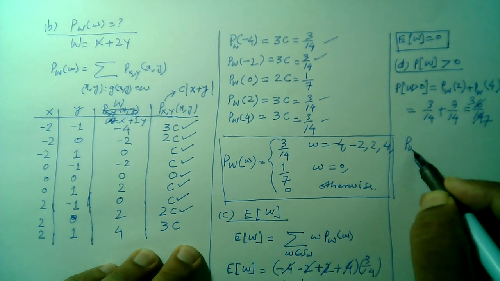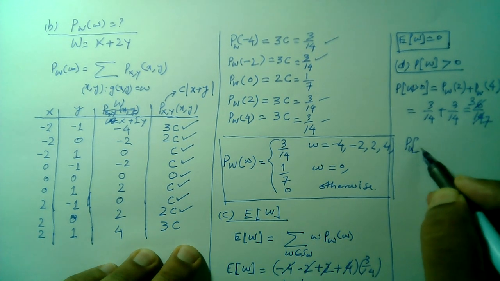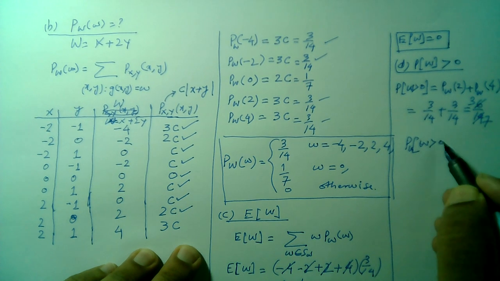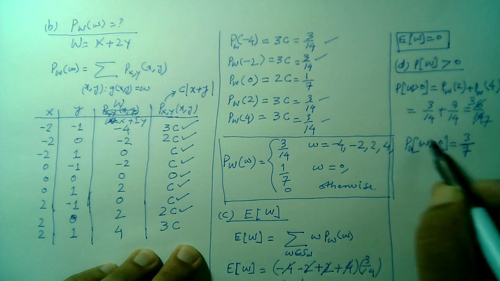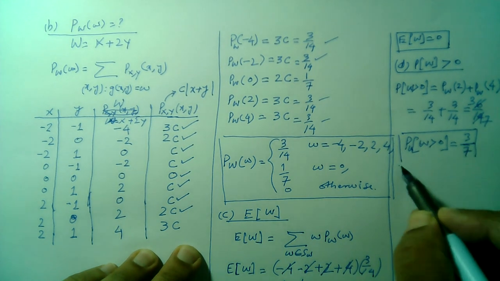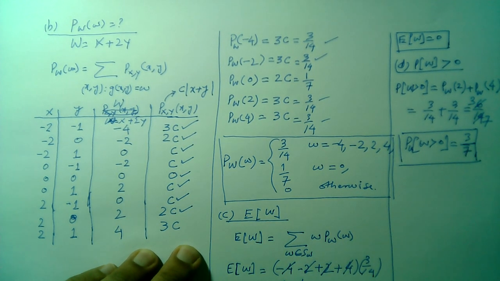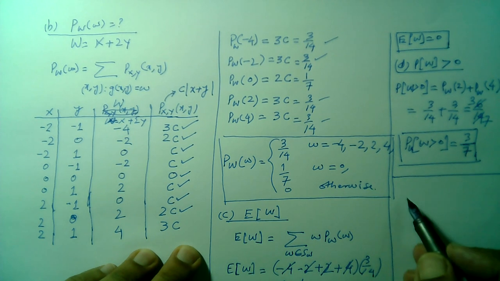So the probability that W is greater than 0 is 3 over 7. So this concludes our solution to this problem.